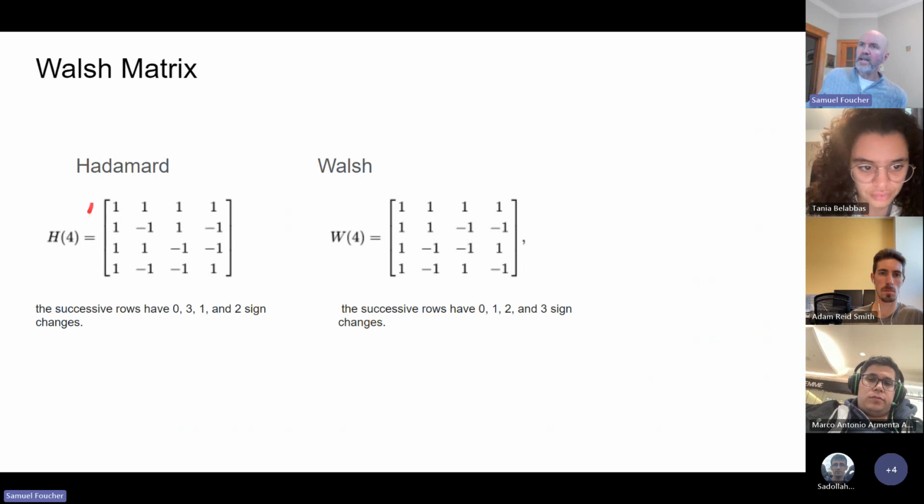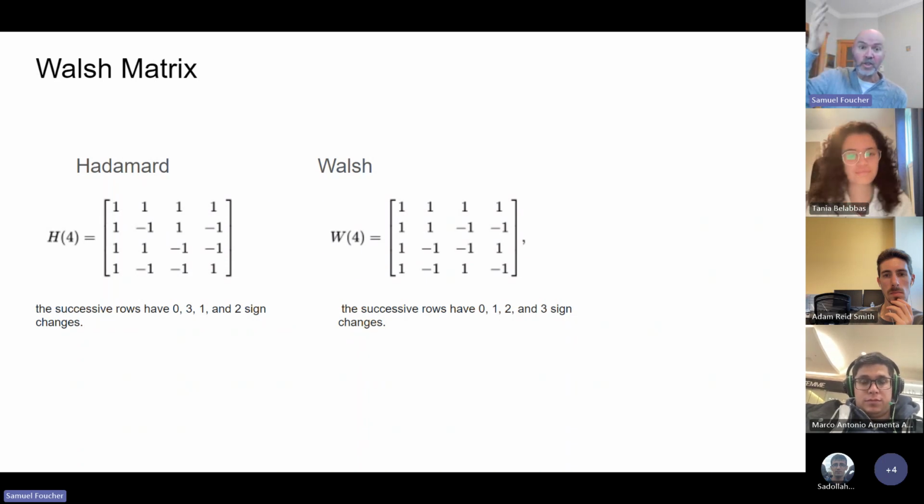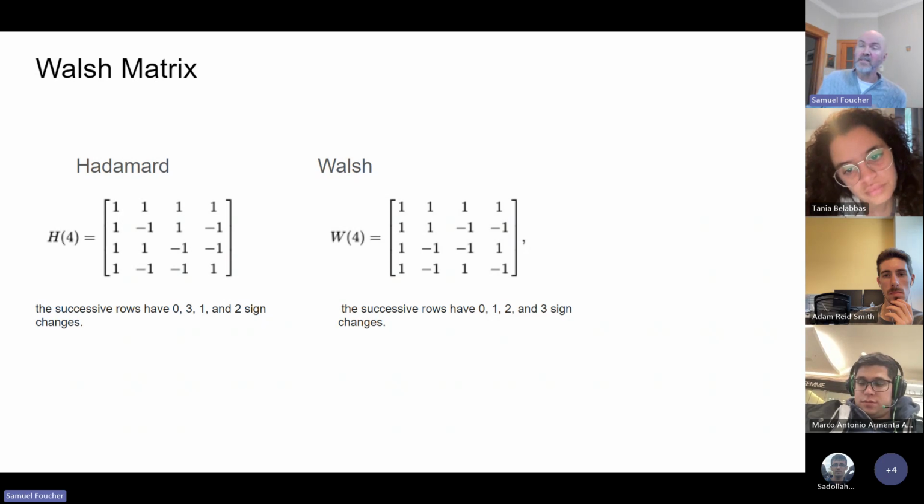So the way it's done, if you look at Hadamard, the successive rows have 0, 3, 1, and 2 sign changes. So if you go from this row to this one, you get three changes, and so on. So it's not very organized, let's say, to put it crudely. But when you pass to the Walsh functions, you see you have 0, 1, 2, and 3 sign changes. So that's the idea of Walsh. It's a better ordering, a more efficient projection. That's the main idea.